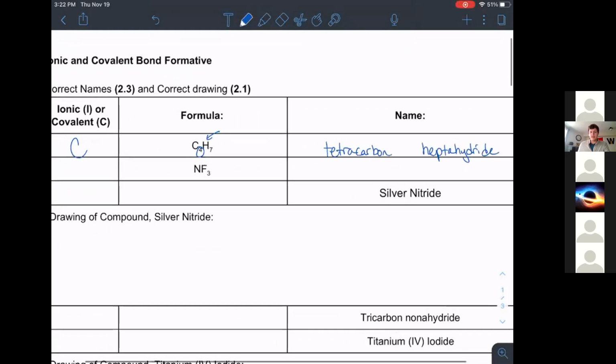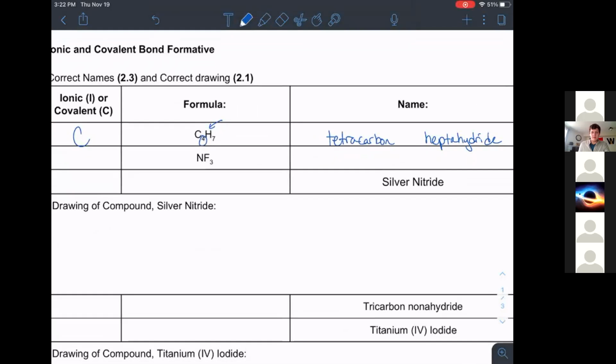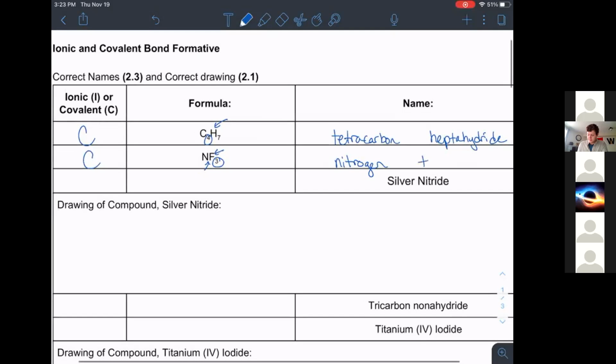The next one is also a covalent compound because we have two nonmetals again. And so for this one, we have nitrogen, and nitrogen does not get a prefix because there's only one of them. So it's just going to be nitrogen. And then we have fluorine, which its ending is changed to IDE, so fluoride. And then the prefix in front of fluorine is going to be tri, so it's going to be trifluoride.